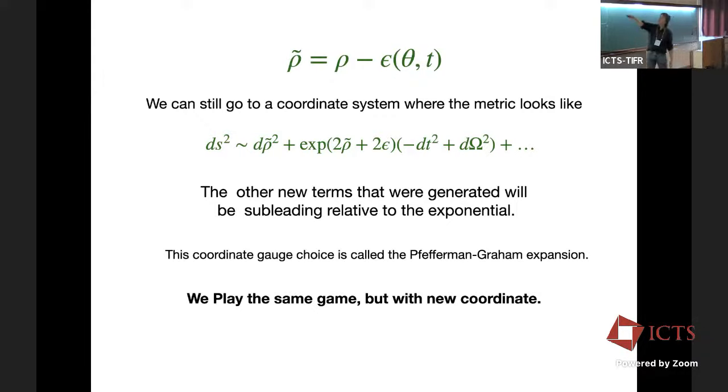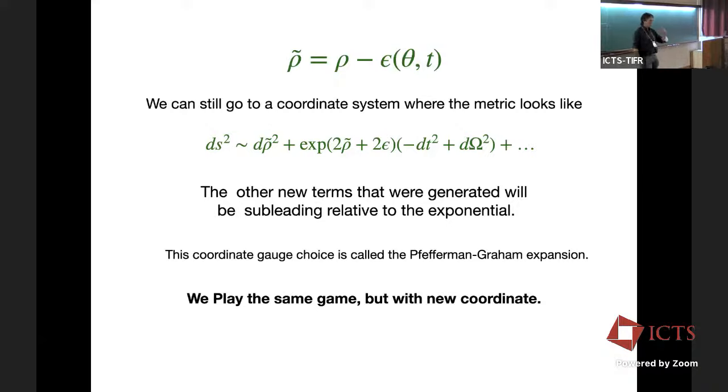We can still go to a coordinate system where the metric looks as follows. So I just write rho as rho tilde plus epsilon, and I stick it everywhere where I had it. So in the exponential of 2 rho, I will get 2 rho tilde plus 2 epsilon, with minus dt squared plus d omega squared. Here I will get d rho tilde squared, and then I will get some mixed terms between rho tilde and epsilon from this change of variables. And the idea is that they will be subleading, meaning they don't go like exponential of 2 rho in t and omega. So they can be in the dot, dot, dot.